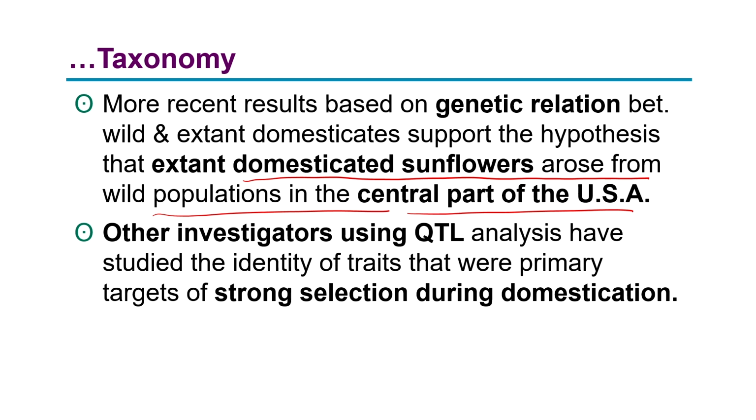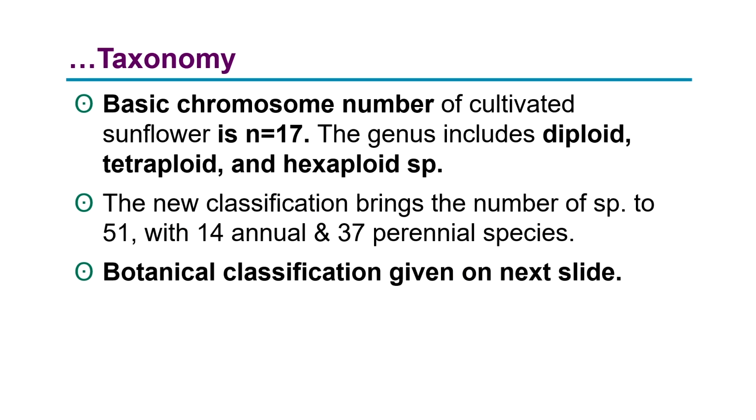Other investigators using QTL analysis have studied the identity of traits that were primary targets of strong selection during domestication. The basic chromosome number of cultivated sunflower is n equal to 17. The genus includes diploid, tetraploid and hexaploid species also. The new classification brings the number of species to 51, with 14 annual and 37 perennial species under sunflower.